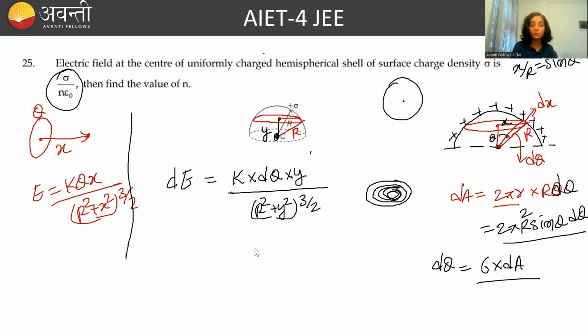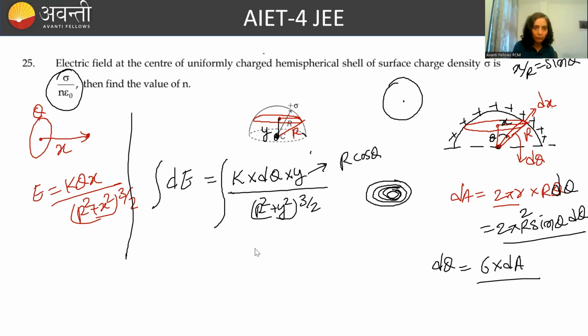Okay, that is small portion of hemispherical shell. Then what will be the value of y? y by r क्या हो जाएगा? Cos theta. So यहाँ पे y is equal to r cos theta. Now, if we have to calculate electric field with the whole region, you will integrate it. And while integrating, you need to take the limit. So how you will take the limit?